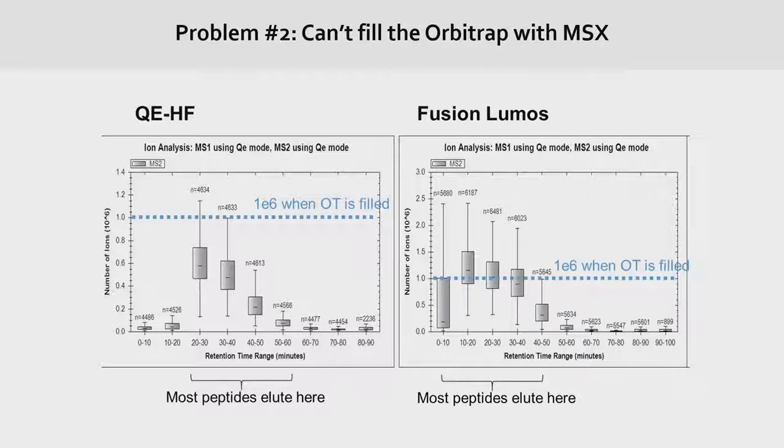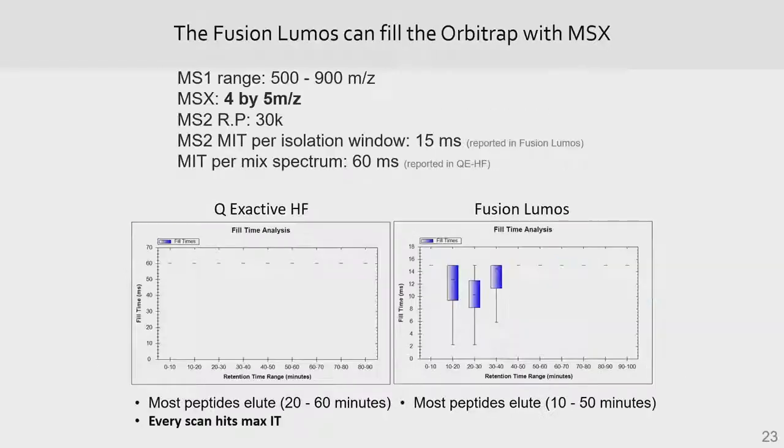I'll point out that this now brings into question whether or not you should even be using wide isolation windows at all, because now we're filling the Orbitrap in every single scan. Even though we're collecting 20 m/z worth of data in every scan, we can demultiplex it down to 4. Okay, we haven't published this yet. We're still working through a manuscript on it, but this was definitely very appealing to us.